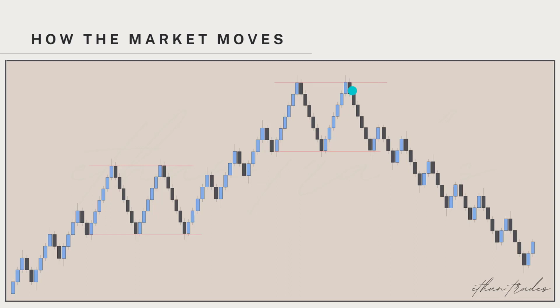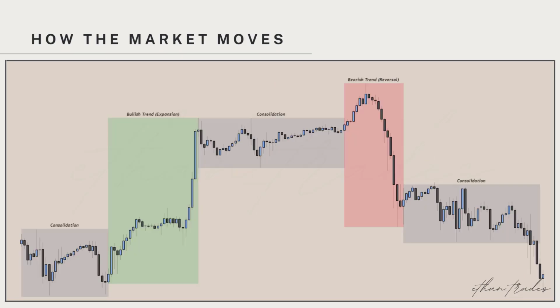Then we have a bullish trend once again, and then it consolidates once again. And from here, we have a reversal occur, which means the market was originally moving higher, and the reversal is pretty much just price moving the opposite way. So once we have a reversal, the market starts trending lower. And we'll get into some live examples here.